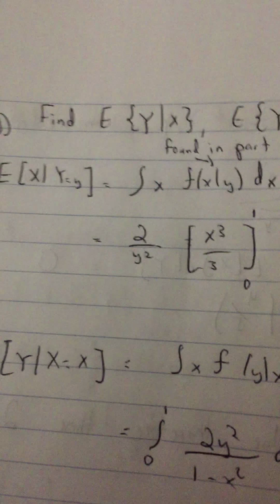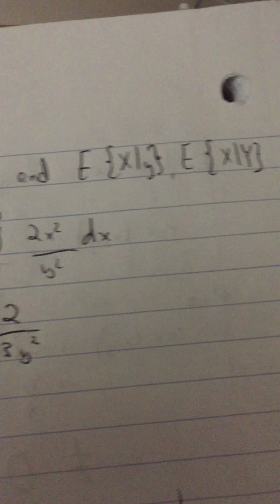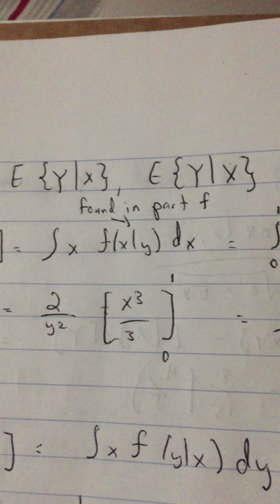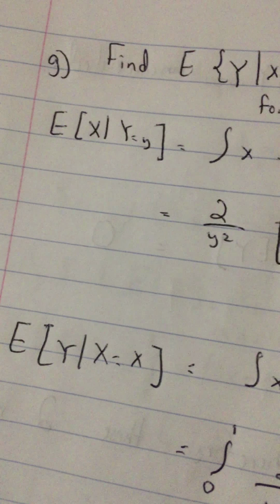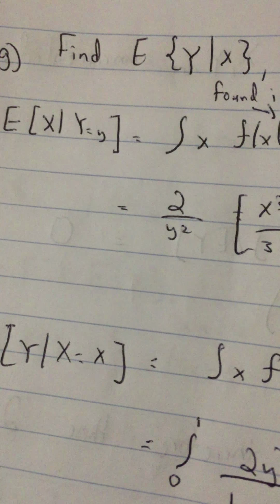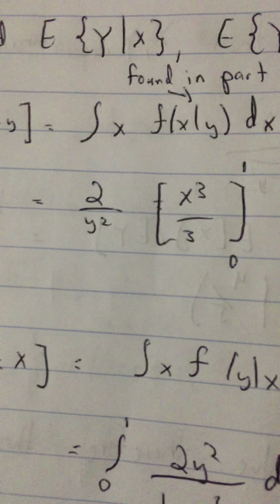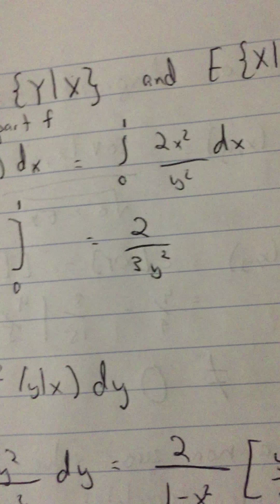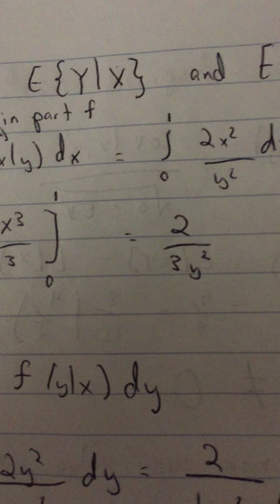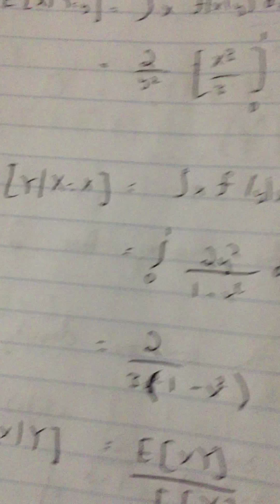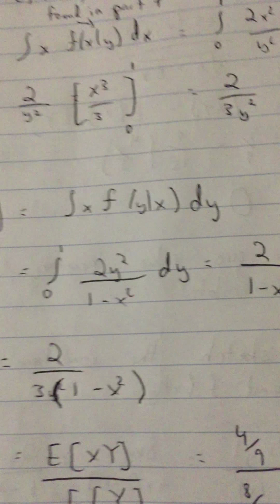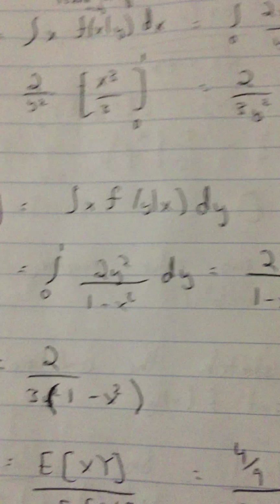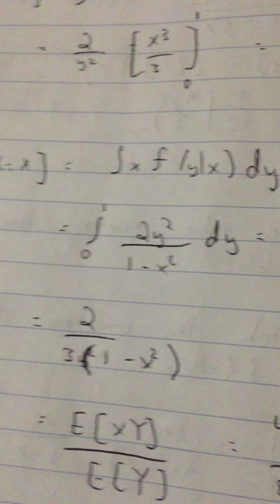Part G, we have to find these values here: the expected value of X given Y equals y, and the expected value of Y given X equals x. The expected value of X given Y equals y would equal this integral. We found the conditional density in part F, so just play around with the integral, you ultimately get 2 over 3 y. The expected value of Y given X equals x, again, we found this in the previous part, and you get 2 over 3 times 1 minus x cubed over 1 minus x squared.